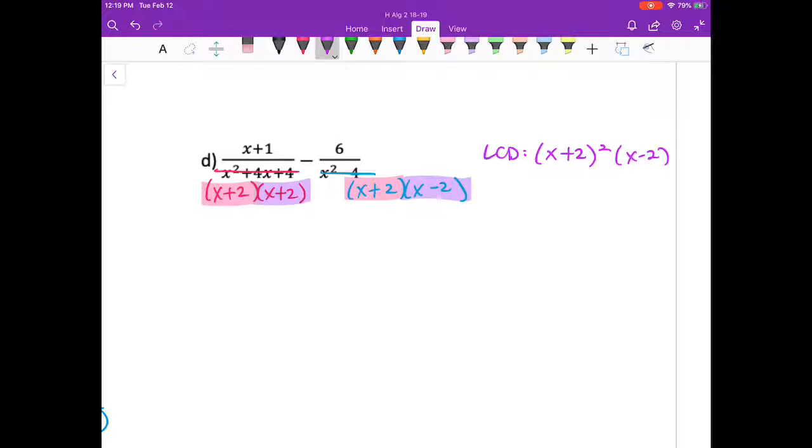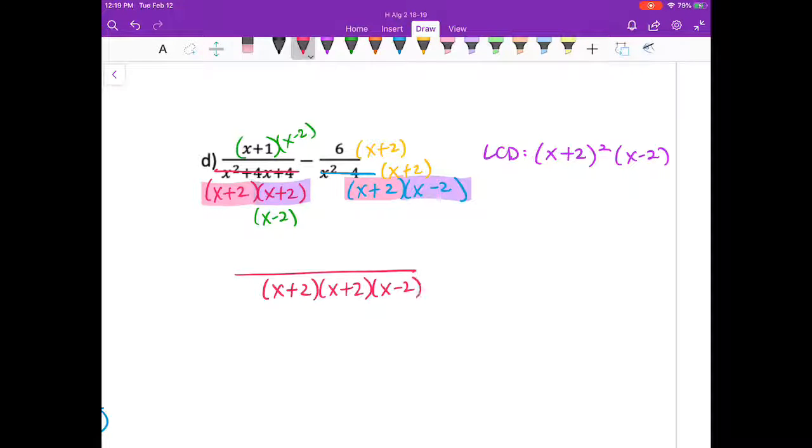So I need to figure out what I need to multiply each fraction by. So my first fraction, I have the x plus 2 squared, but I don't have the x minus 2. So I need to take this guy times x minus 2, and then that's what I'm multiplying by on the bottom as well. Our second fraction, I am missing the second x plus 2. So that's what I'll multiply by on top and bottom. So I'm going to go ahead and write this with our common denominator already because it's a lot to write out. So I have x plus 2, and x minus 2.